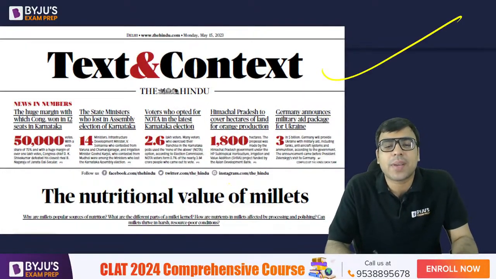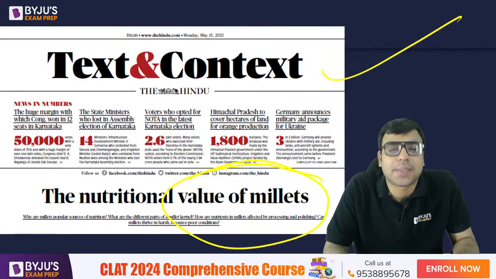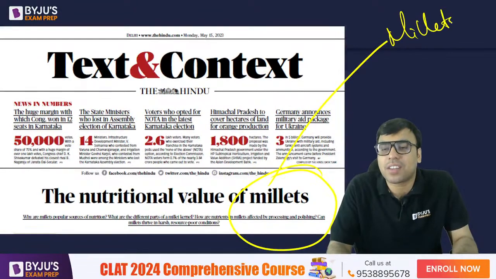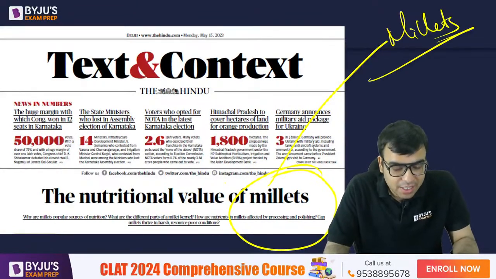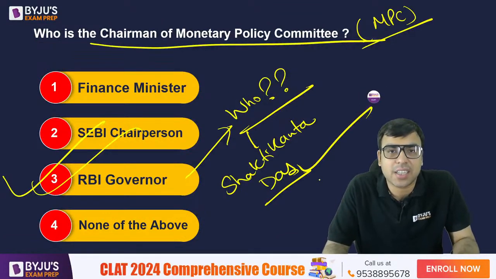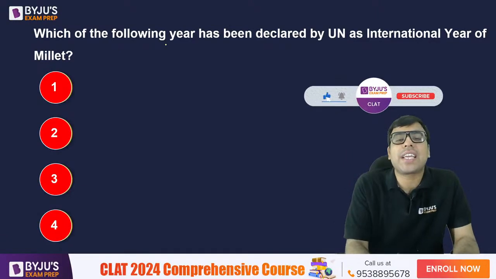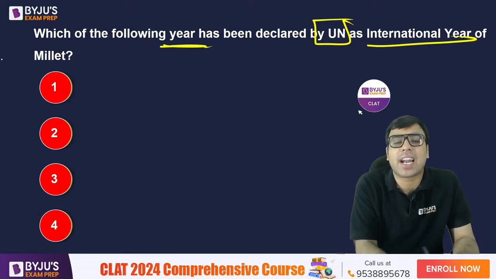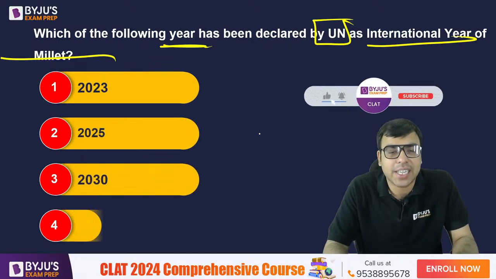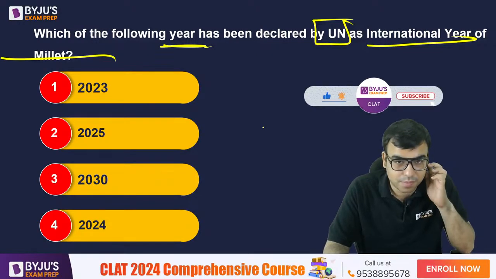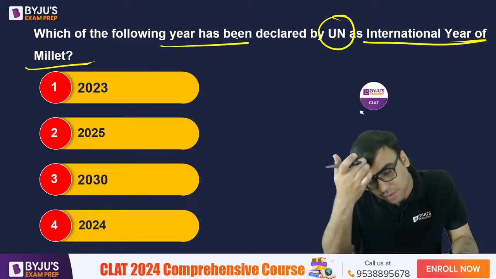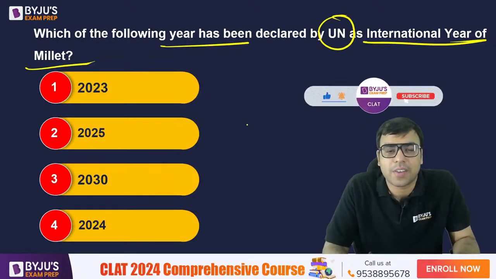Now, the text and context make an article on the nutritional value of millets. Now, millets have been very much in the news. So there is a question for you. Please tell me. Yes, Shaktikant Das. बहुत कुछ लोगों ने लिखा है. Rashmikant, Sania Ansari, you all are right. Mr. Shaktikant Das is the RBI governor. Which of the following years has been declared by the United Nations as the International Year of Millets? Your options are 2023, 2025, 2030, 2024. कौन से साल को इंटरनेशनल ईयर ऑफ मिलेट्स डिक्लेयर किया गया है यूनाइटेड नेशन के द्वारा? Okay, what is the right answer? बताइए.